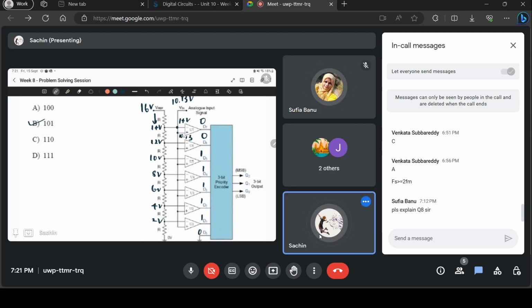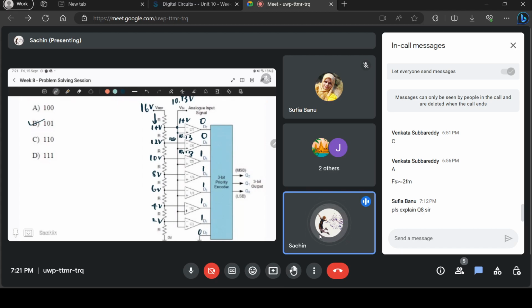The same thing with this next comparator. 10.13 volts is connected to the positive terminal, and 12 volts is connected to the negative terminal. So to the negative terminal, a higher voltage is connected, so the difference voltage is negative.